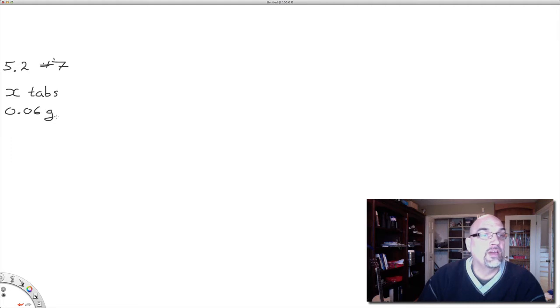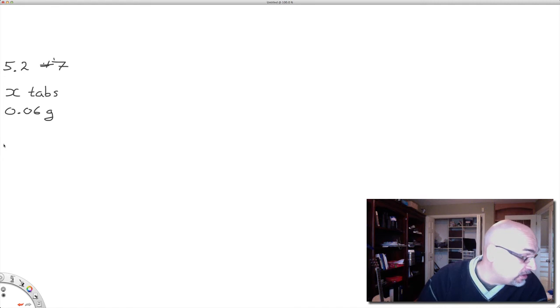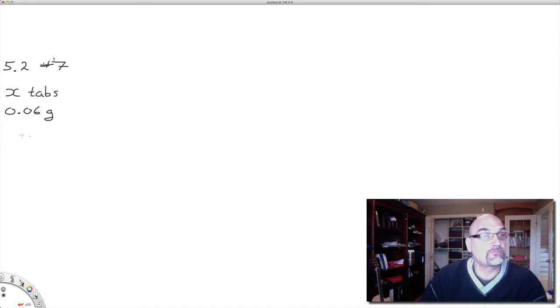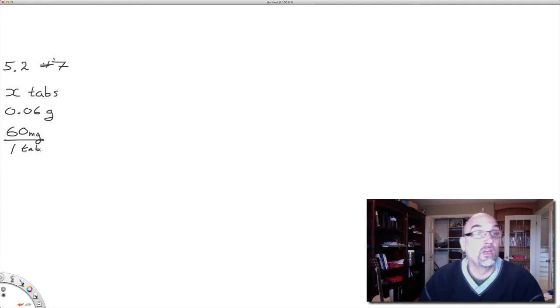0.06 grams. And then the other knowns I get from reading the label. The label in this case is right at the top of the page. Raloxifene, I'm sure I'm pronouncing that wrong. Raloxifene HCl 60 milligram tablets. So in this case, we have 60 milligrams per tablet, so per one tablet. So that's our knowns and our unknowns.